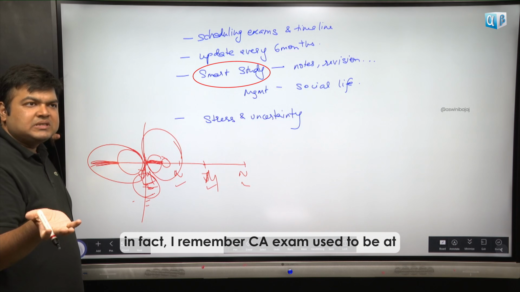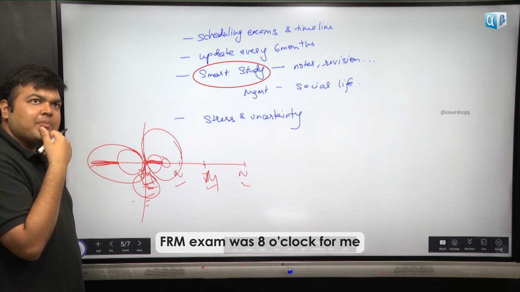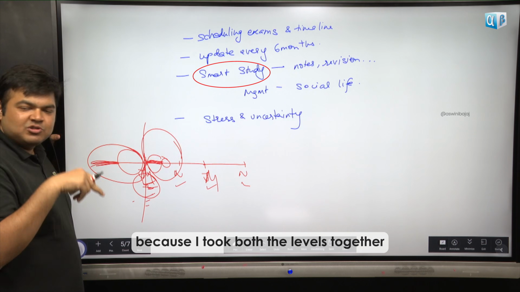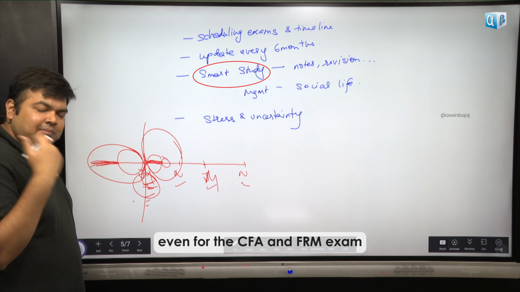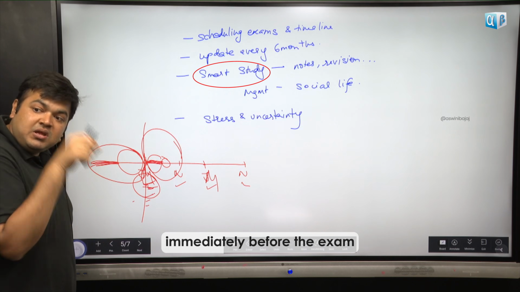In fact, I remember CA exam used to be at 2 o'clock in the afternoon. CFA exam was 9 o'clock for me. FRM exam was 8 o'clock for me because I took both the levels together. Even for the CFA and FRM exam, I would get up at 4 o'clock in the morning because 4 to 7, I can revise all the formulas once immediately before the exam.